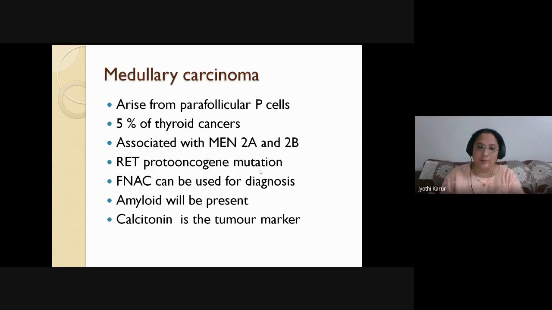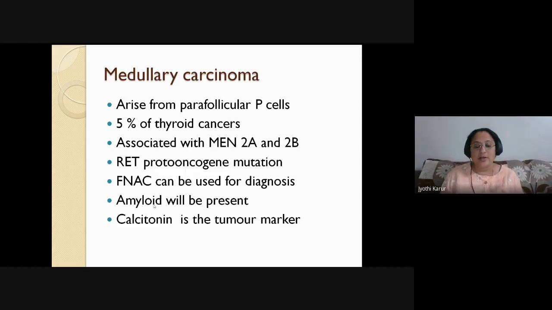See, nowadays, if you are preparing for entrance, you should definitely remember. So this should go inside your brain. So since it is a familial cancer, there is mutation of RET proto-oncogene. So FNAC can also diagnose this medullary carcinoma, whereas follicular, Hurthle, you cannot use FNAC. Okay, and presence of amyloid.